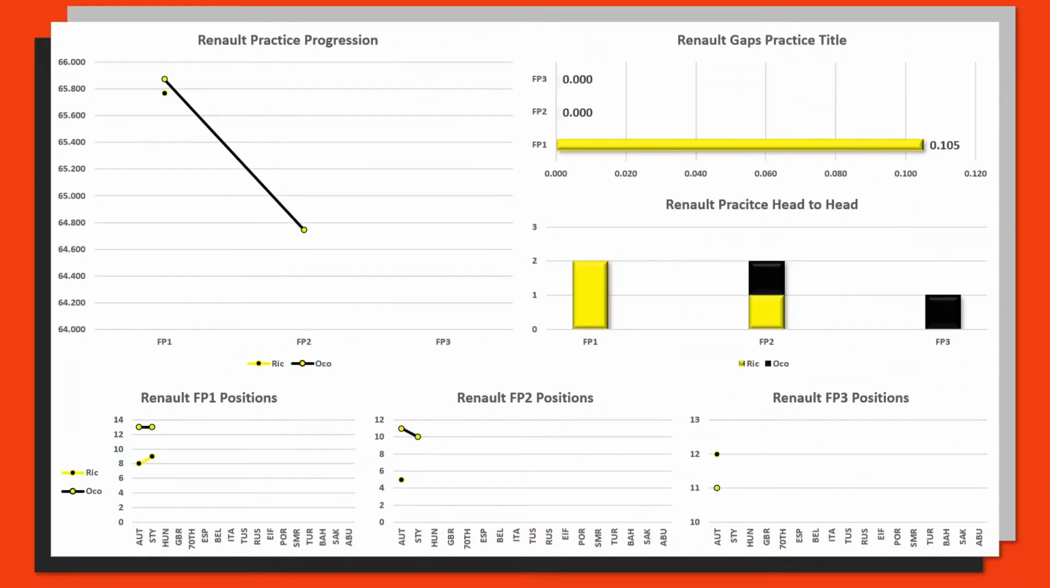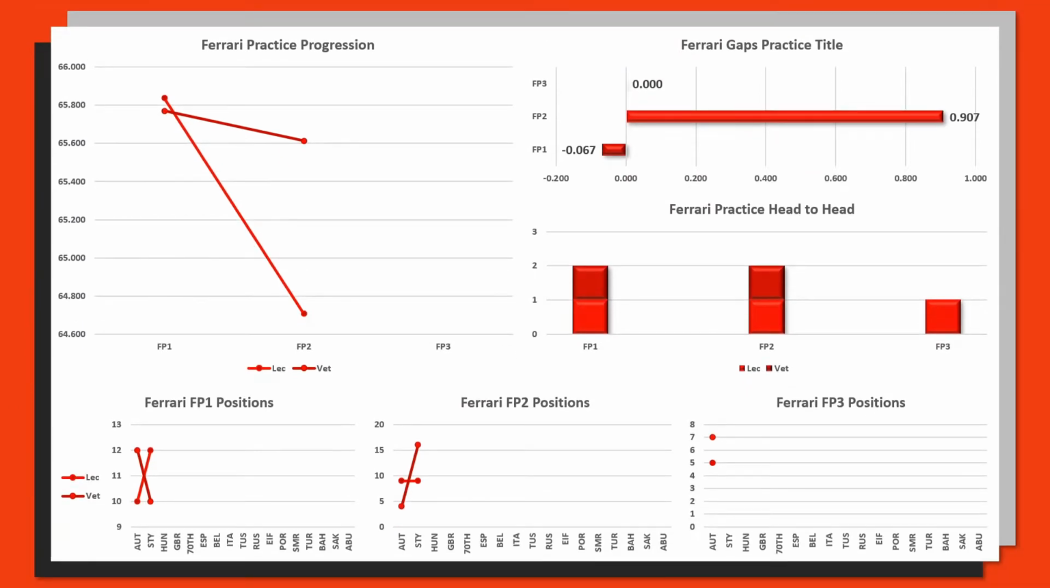And then heading on into Ferrari, this is very even at the moment, albeit a mighty 9-tenth gap between Charles Leclerc and Sebastian Vettel in FP2, but looking at the head-to-head, it is 1 apiece in both sessions, apart from FP3, as there has only been 1, and of course Sebastian Vettel was leading Charles Leclerc in FP1 this year.